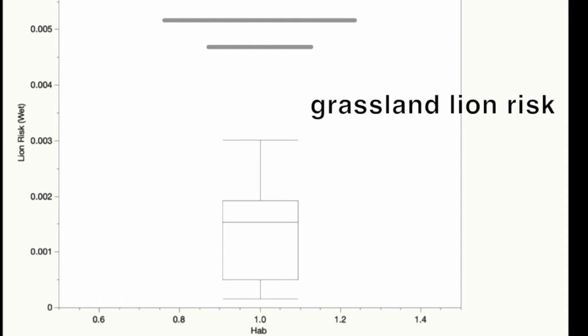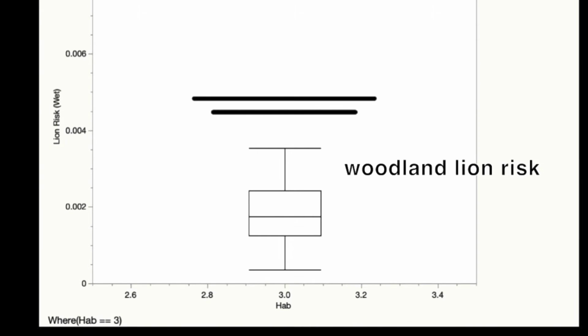So now here is the lion risk in the grassland, which is about 0.003%. Now here is the lion risk in the woodlands, which is a little bit lower than the risk of lion in the grasslands. So the data actually shows that the hypothesis was not supported, since the habitat with the highest population of wildebeest was the woodlands. The data also shows that the grasslands is actually a higher lion risk area.